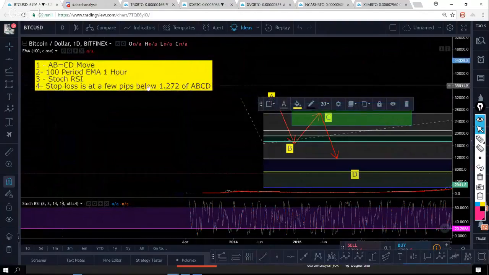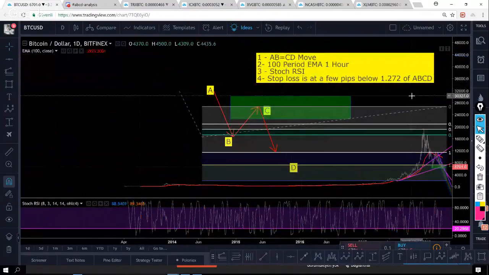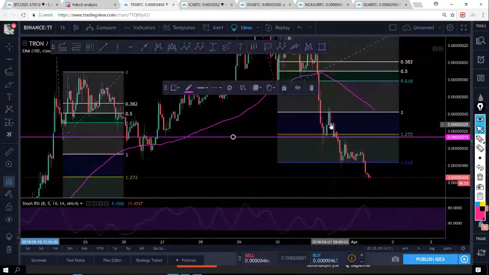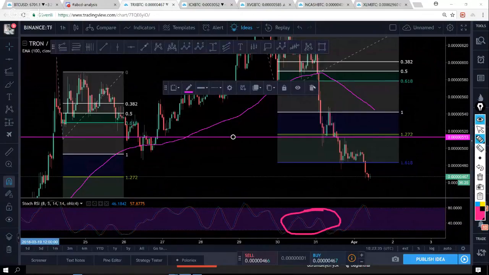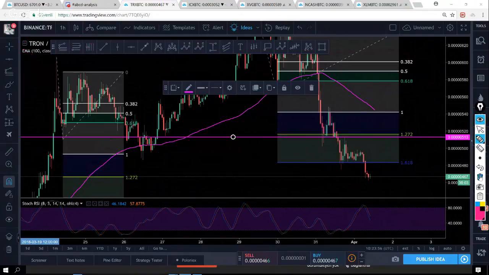And stop loss is at 5 pips below 1.272 of the ABCD move, guys. Here is our strategy, stop loss. And as you can see, this pattern is not working, it's not meeting my criteria with these two. And we find two good trades in this Tron, and when one did not work, that trade. Yes, let's continue to ICX.